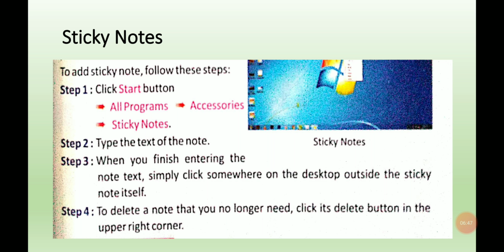Okay, then these are the steps to add the sticky notes on the desktop screen. Step 1, click the start button, then all programs, go to accessories, and go to sticky notes. Step 2, type the text of the note, whatever text you require. Step 3, when we finish entering the note text, simply click somewhere on the desktop outside the sticky note itself. So the sticky note will be placed on your desktop screen.